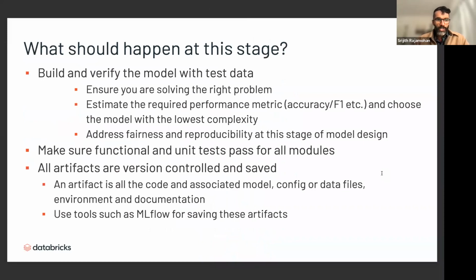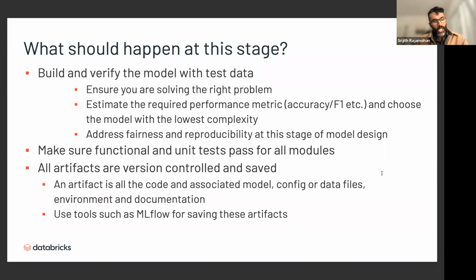So what should happen at this stage? We're ensuring that we're building and verifying the model with our data. You're ensuring that you're solving the right problem here, which is very critical. And you're estimating the required performance metric and choosing the model with the lowest complexity. This is also a good time to mention that you want to start addressing things like fairness and reproducibility at this stage of model design, because the longer you wait to address these, the harder it becomes to actually re-engineer these problems.